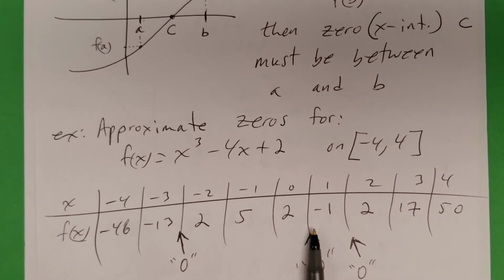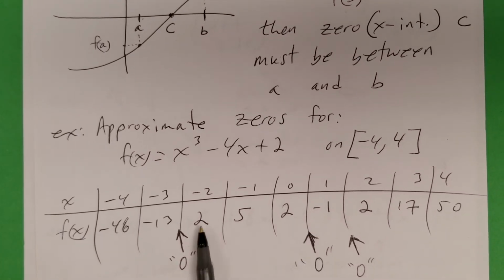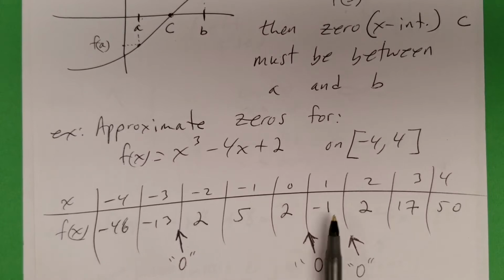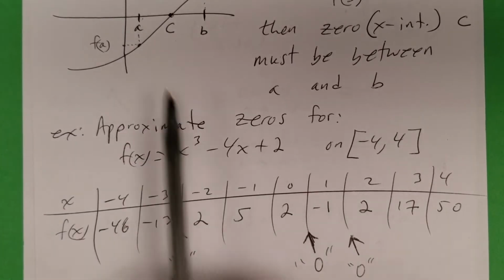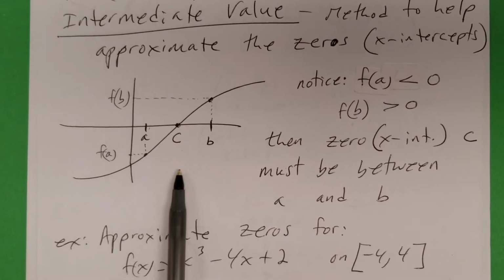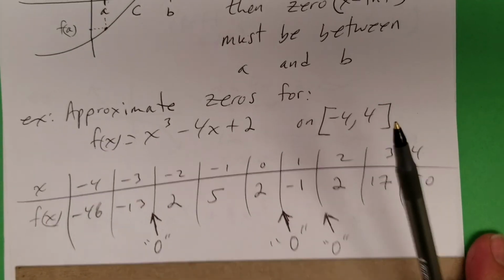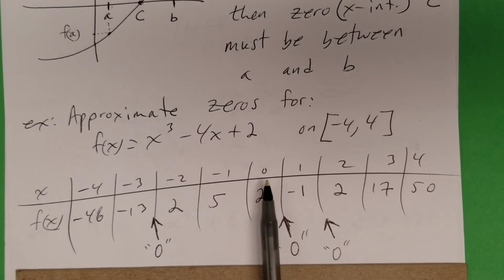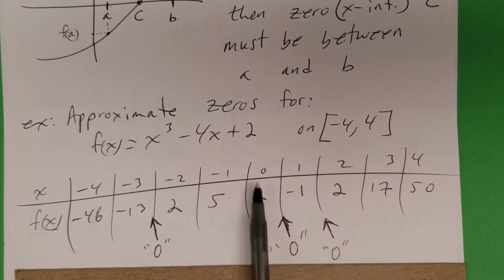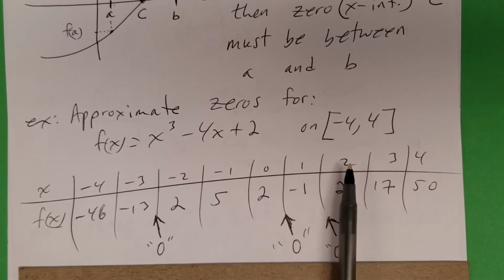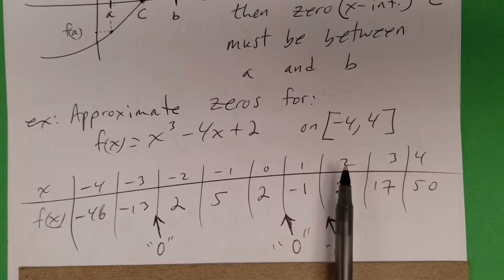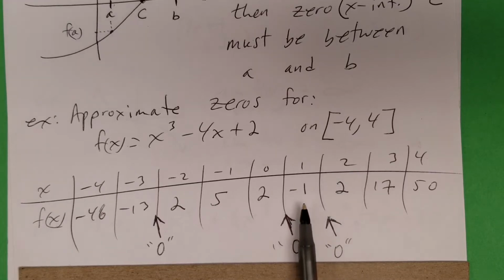Oh, look, it happens here too. It doesn't happen here. Positive, positive, positive, positive. Positive, negative. We're going from top to bottom. We're crossing this way somewhere. Well, I know it happens between 0 and 1, because 0 gives me a positive, 1 gives me a negative. And then I know right away it happens again between 1 and 2, because we're going from negative to positive.